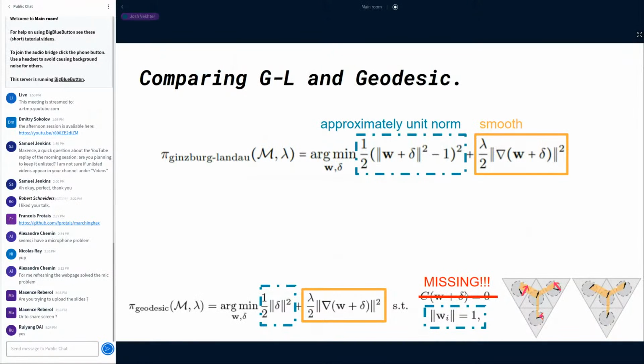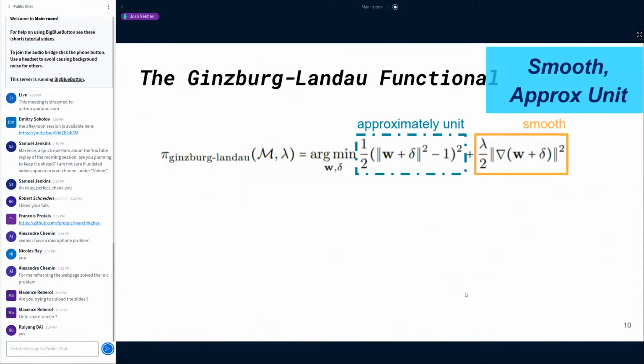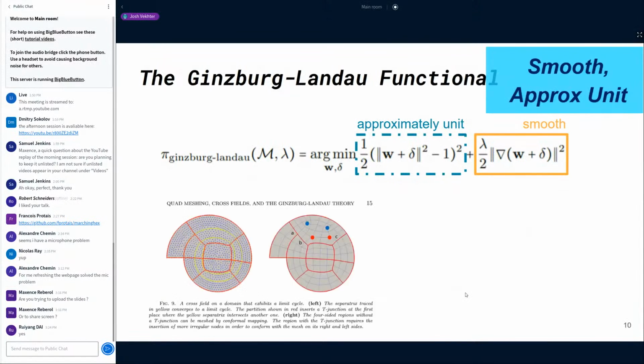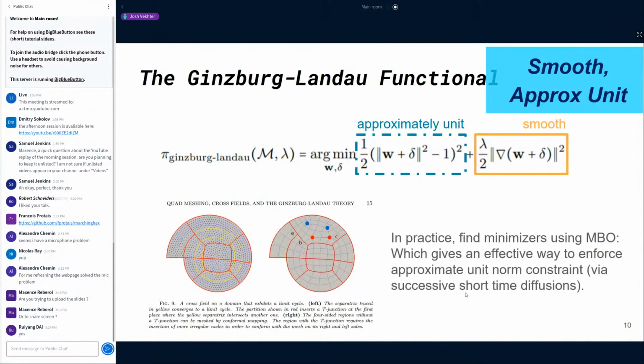Okay, so let's think about the Ginzburg-Landau functional for a second. This is used in meshing. It's become more popular in the last few years. There's been a bunch of papers about using Ginzburg-Landau to do better meshing. And you find minimizers using MBO. So you do a diffusion, and then you project back onto the constraint, and then you do a diffusion and project back onto the constraint.